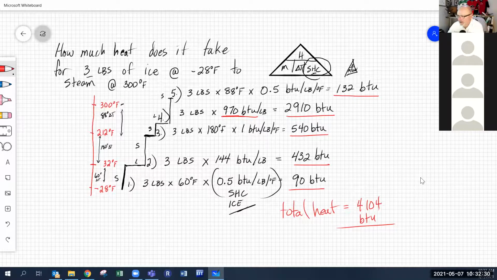Let's do another example doing metric. Okay. Sorry, you're just adding all those up. Yeah, we added all these up, the ones that are underlined here, 132, 2910, 540, 432, and 90. We add those heats up to get a total heat. Correct. So you always have to do it in those steps to get that answer. Pretty much, yes.